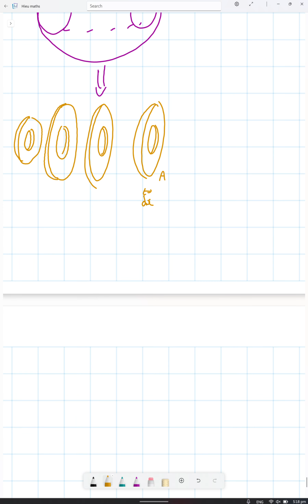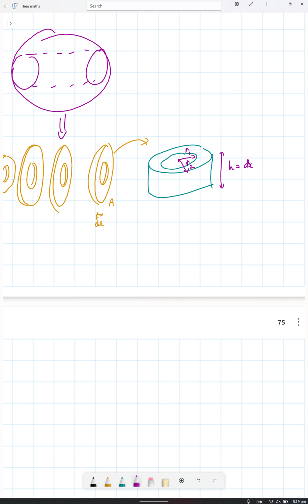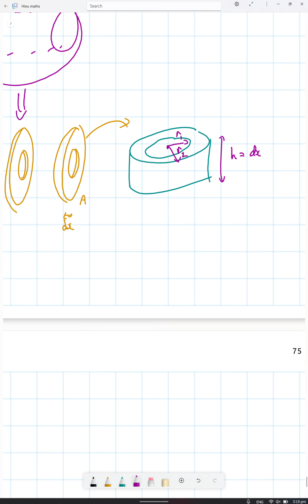So what we do is we sum, right? And actually, let me ask you guys. If we zoom up, this one is going to look like this. I'm going to make it bigger. So one of these washers, when we zoom it up really big, is going to look like this, pretty similar to what we have there, just in 3D. So this is R1, and this is R2. And this is height, which is equal to dx. So how would we find the volume? Well, we first need to find the area of this face.